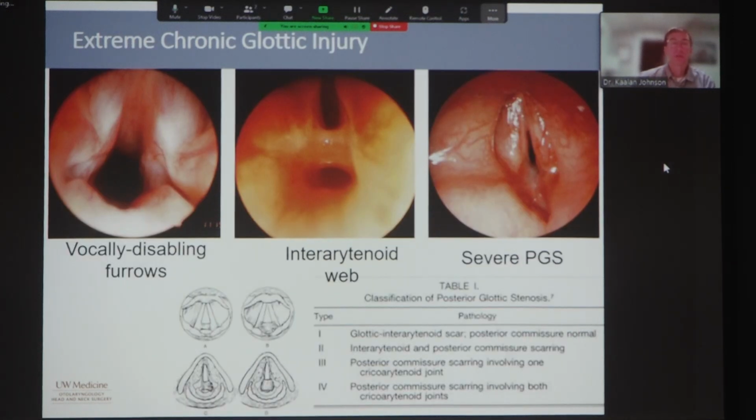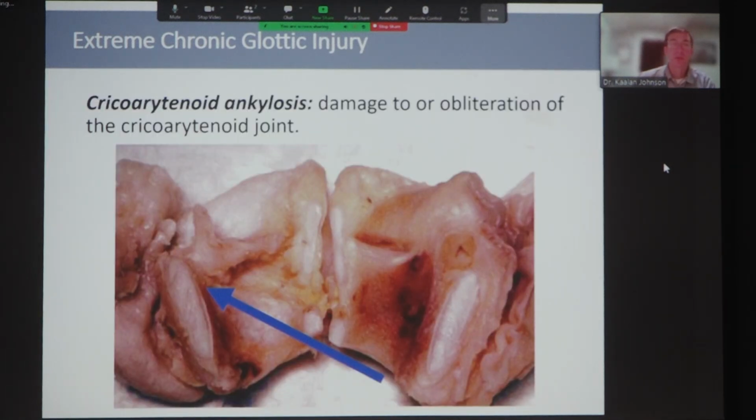So this results in a couple things. If it doesn't stenose, it can be vocally disabling furrows that I see in my voice clinic. And if it does stenose, you get Bogdasarian class 1, 2, 3, or 4 posterior glottic stenosis that is very challenging to manage. Here's a picture of a cadaveric specimen with interarytenoid fibrosis. So all of this results in narrowing, and that results in airway obstruction.